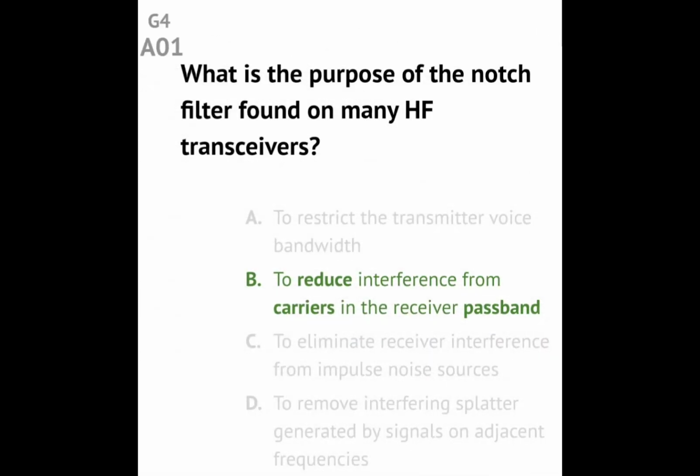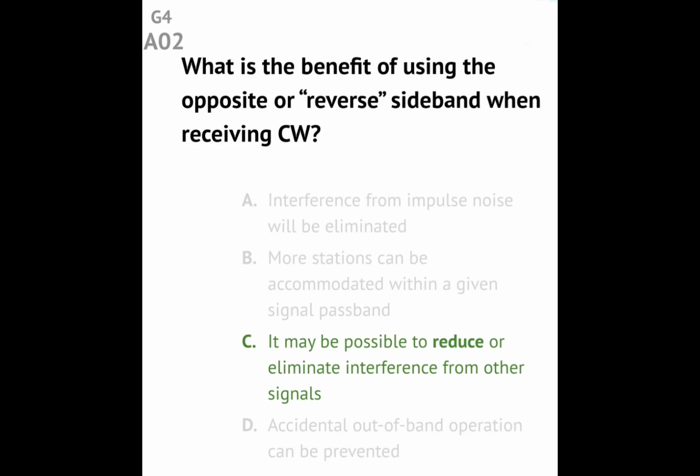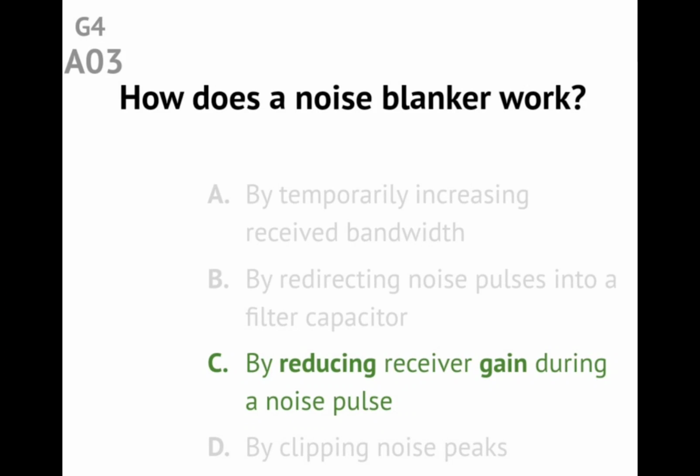Question G4A01. What is the purpose of the notch filter found on many HF transceivers? Answer: to reduce interference from carriers in the receiver passband. Question G4A02. What is the benefit of using the opposite or reverse sideband when receiving CW? Answer: it may be possible to reduce or eliminate the interference from other signals. Question G4A03. How does a noise blanker work? Answer: by reducing receiver gain during a noise pulse.